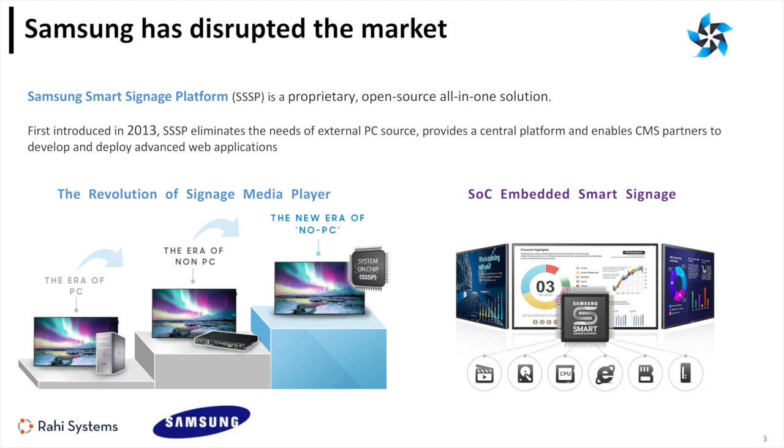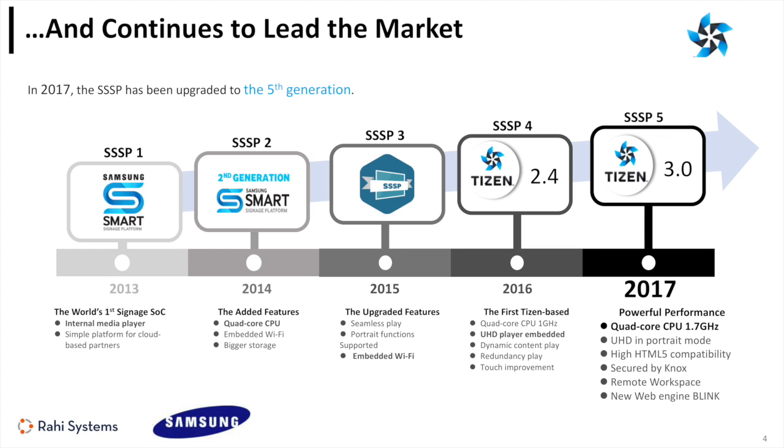If you look at the history of digital signage and media players over the years, we started in the era of the PC, which meant it took a full-blown personal computer to deploy content over a system. Then came the era of the non-PC or media player, and now, of course, we're in the no PC era with the introduction of the system on chip. And Samsung continues to lead the market.